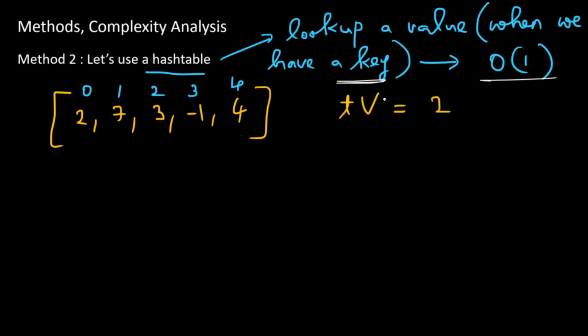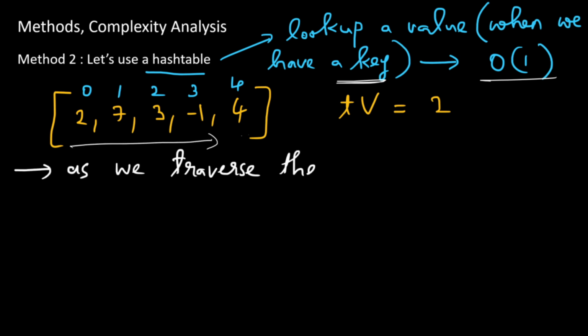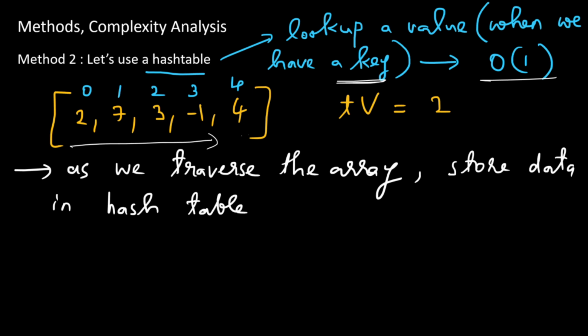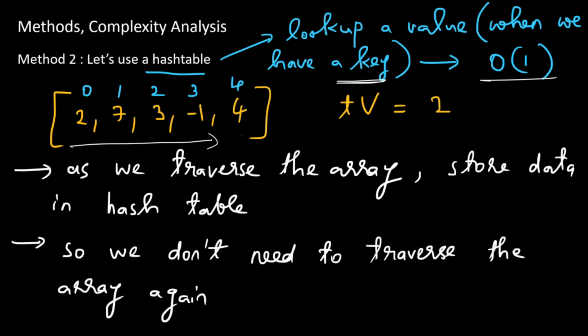So this is the concept that we are going to use over here, and we have seen that in the previous method we were not storing anything. Now what we are going to do over here is, as we traverse the array, we will keep storing the values in the hash table, so that later when we want to see whether a particular value is there in the array or not, and when that value is something that we have already traversed, we don't need to traverse the array again, but rather we will just access it from the hash table. We will just check it from the hash table and we don't need to traverse the array again. So that's the basic thing that we are trying to implement.